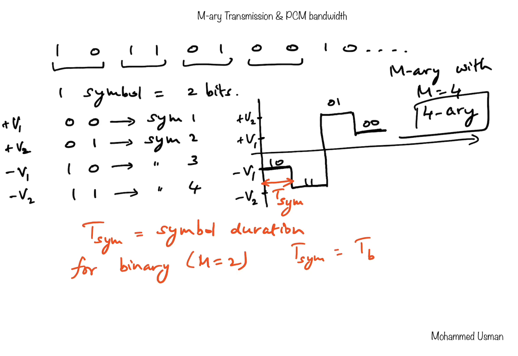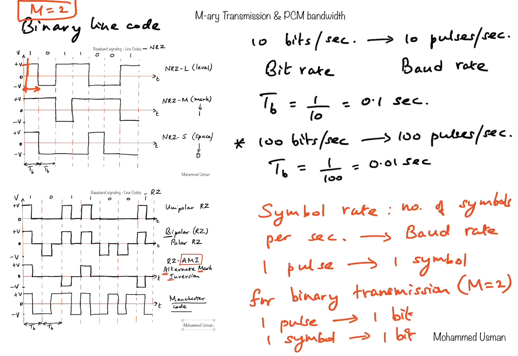So let's say we consider the previous example of say 10 pulses per second. If you have a baud rate of 10 pulses per second, that means it would give us a bit rate of 10 bits per second. So if you transmit 10 pulses in 1 second, that means the width of each pulse is 0.1 second. Then we are going to get a transmission rate of 10 bits per second.